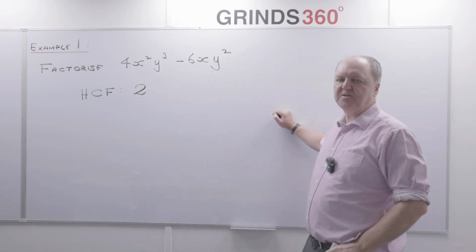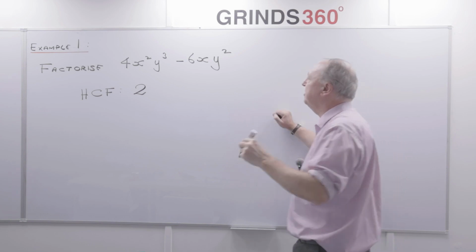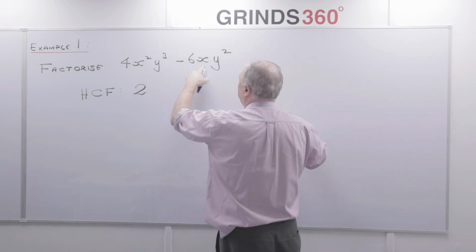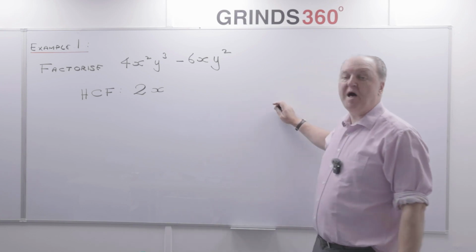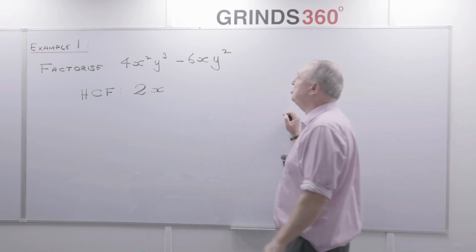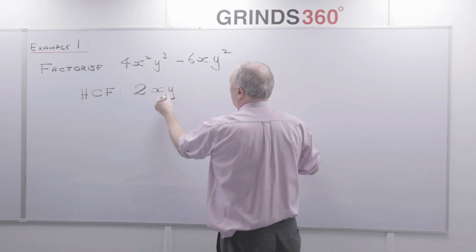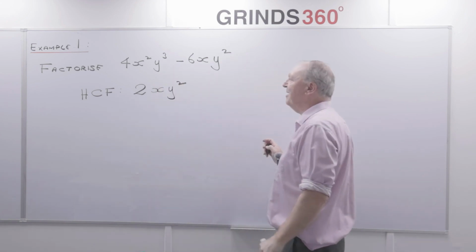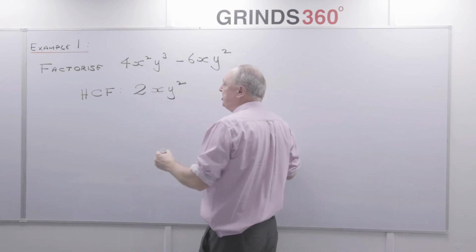Now look at the x's. What's the lowest power of x present in each term? X squared, x, the answer is x. Now look at the y's. What is the lowest power of y present in each term? Y cubed, y squared, the answer is y squared. That is my HCF.